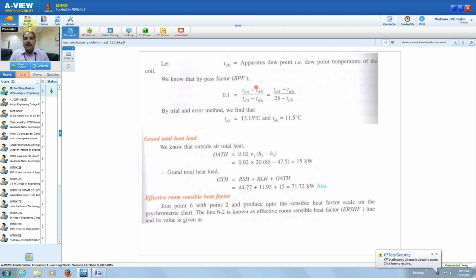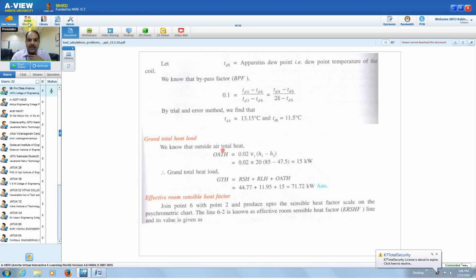Let the apparatus dew point, that is the coil dew point, be considered. We know that the bypass factor is given, it is 0.1. With that bypass factor, there is a formula: TD4 minus TD6 by TD3 minus TD6. In that, we have already seen TD3 is 28 degrees dry bulb temperature, and by the trial and error method we find TD4, which is 13.15 degrees centigrade, and TD6 is 11.5 degrees centigrade.